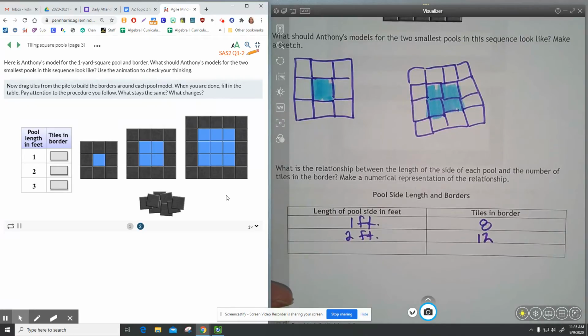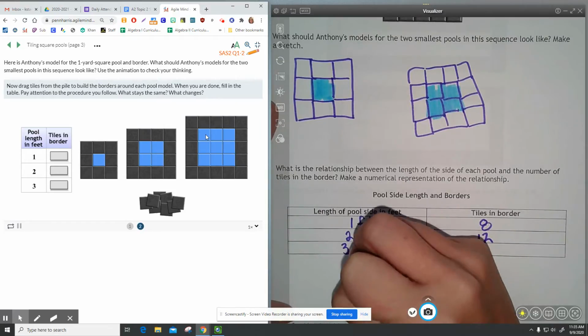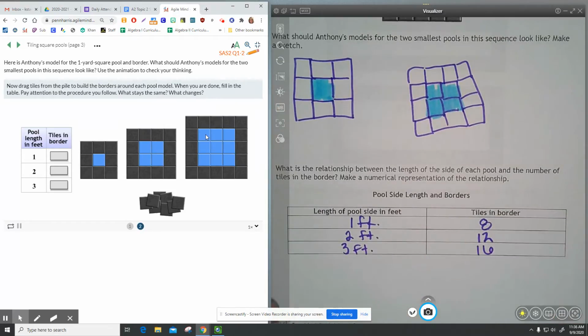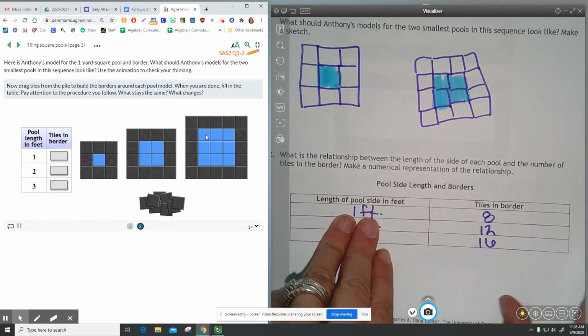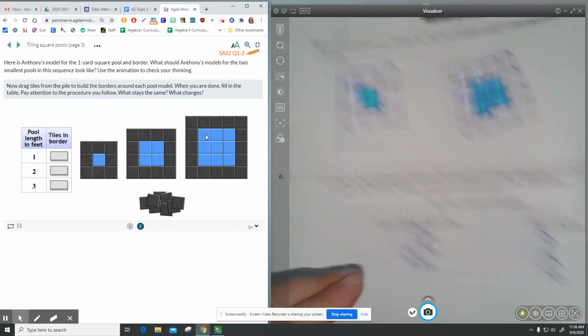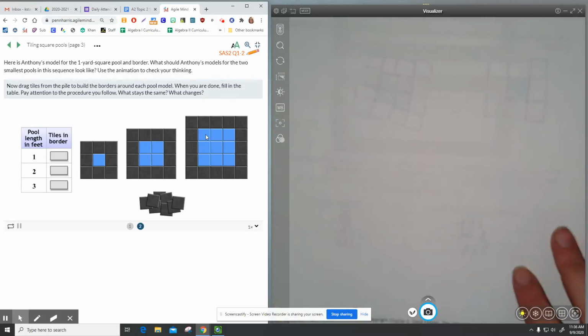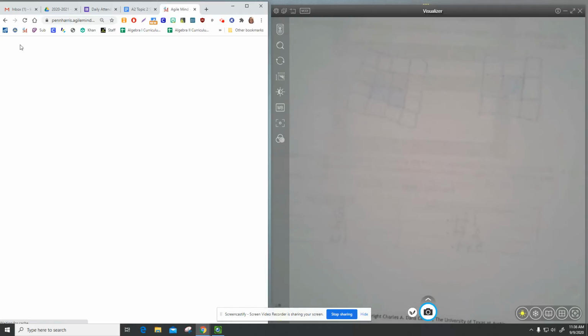Okay, and then lastly, if it's going at this pattern, if we have 3-foot sides, 3 times the 4 sides is 12, plus our 4 corners, that would give us 16 total tiles. But we've found that information already. Okay, let's go ahead and flip to the back side of that page. And I'm going to switch pages here.